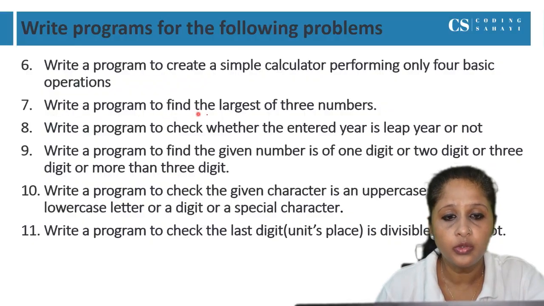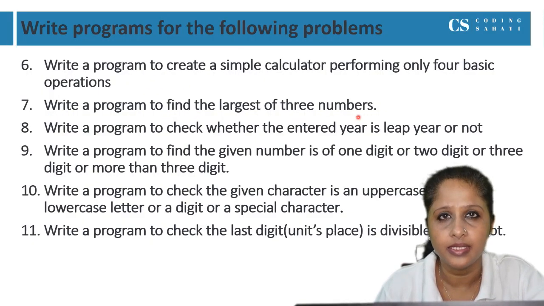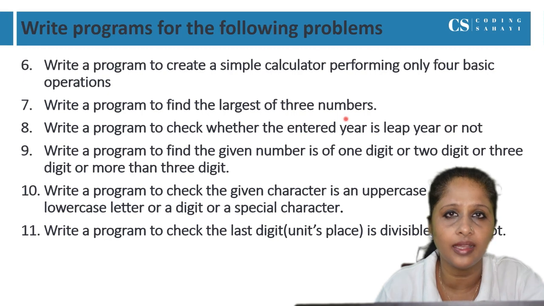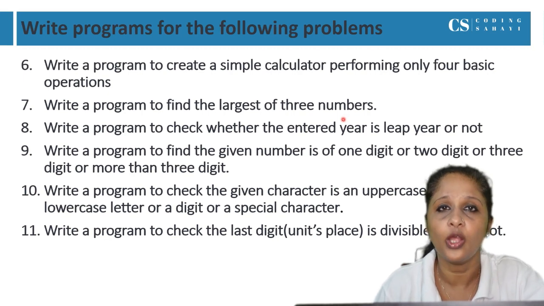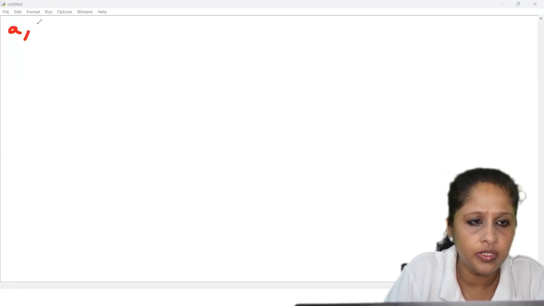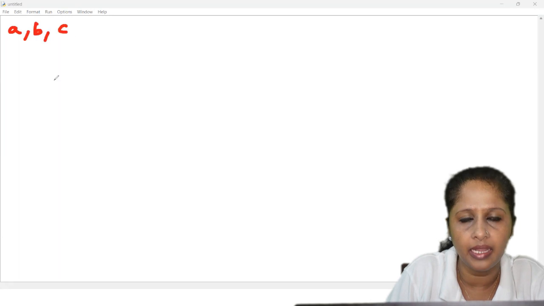Write a program to find the largest of 3 numbers. So here we need to input 3 numbers and we have to find out which is the largest number. So let's see the logic first. After that, let's write the program. So we need to find the largest of 3 numbers. For that I am using 3 variables A, B and C.